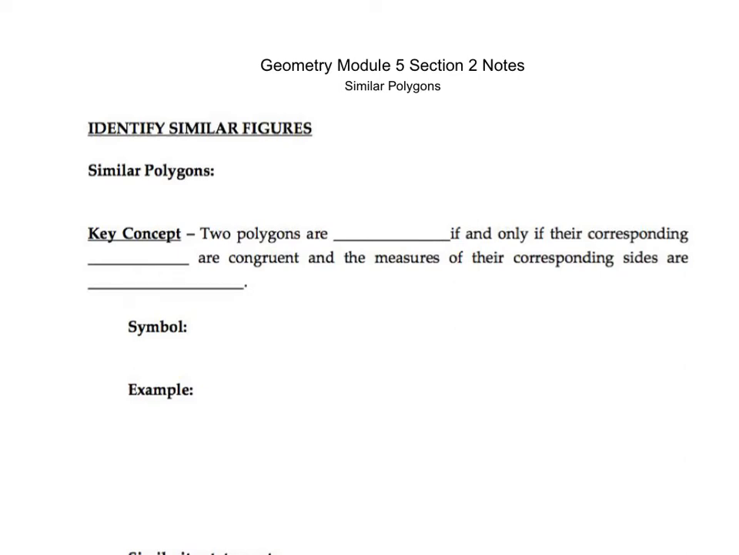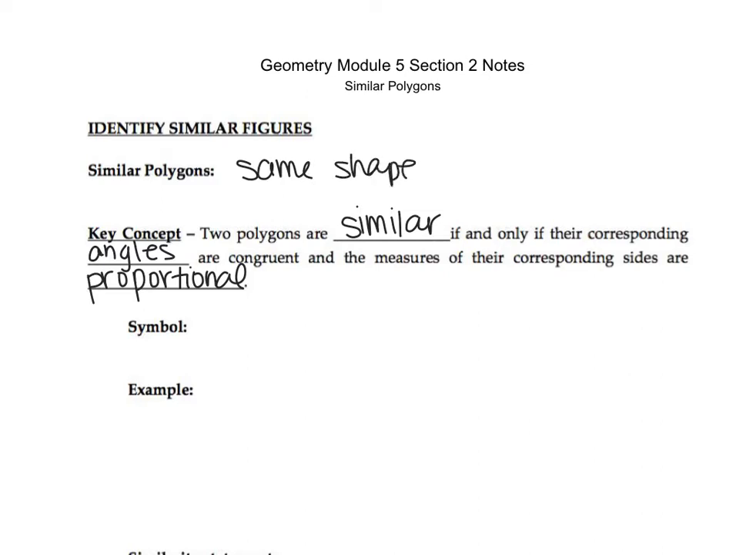In section 2, we're going to take a look at similar polygons. So when we talk about what similar polygons are, it's two polygons. We have that two polygons are similar if and only if their corresponding angles are congruent and the measures of their corresponding sides are proportional. What that basically means is similar polygons are the same shape, but they are different sizes.